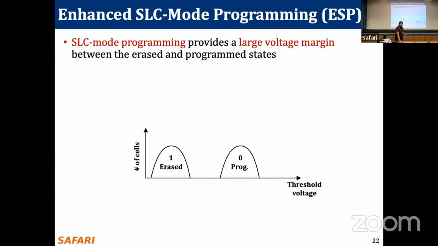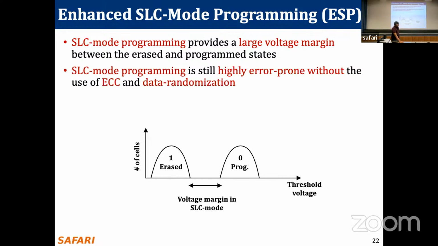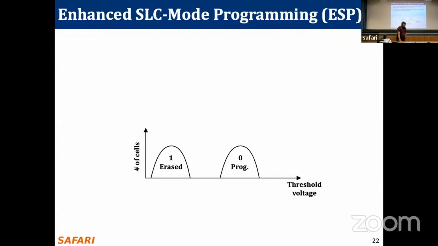This provides a large voltage margin between the erased and the programmed states. You can see that there is a large voltage margin between the 2 states compared to an MLC, which I'm not showing here. Based on our real device characterization, which is in the paper, which I encourage you all to go through, we see that this voltage margin is not sufficient to mitigate the disturbances that we see in NAND flash memory without the use of ECC and data randomization. So SLC mode programming is still very highly error prone without the use of ECC and data randomization.